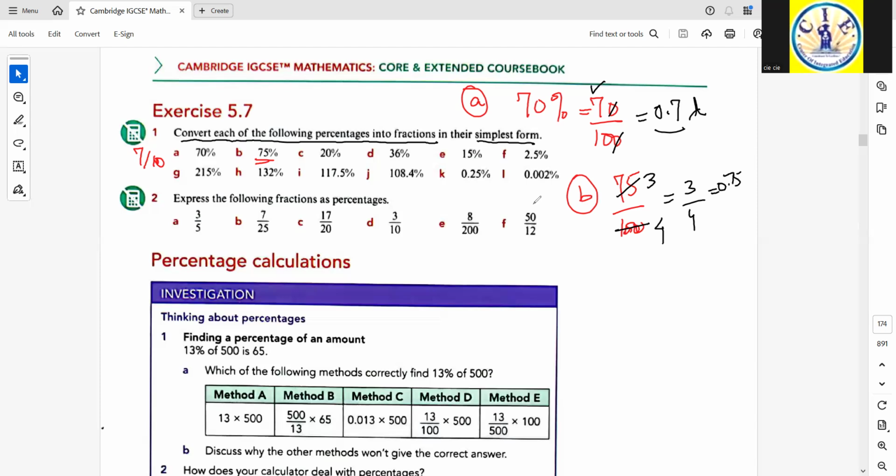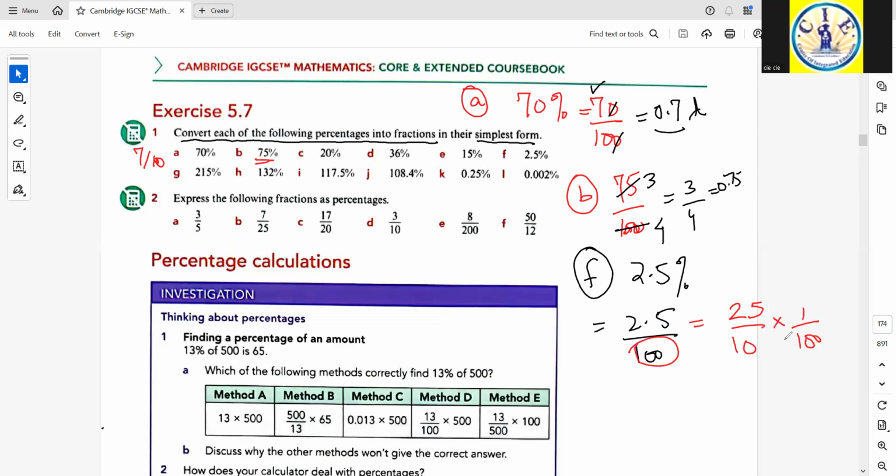Then in the same way, we can do, let's suppose it's part F, 2.5%. So that means 2.5 divided by 100. And when we need to get rid of this decimal sign, that will give me 25 by 10 times 1 by 100. This one is this one. So now simplifying them together, which will give me, let's suppose, 25 ones are 25 and 25 fours are 100.